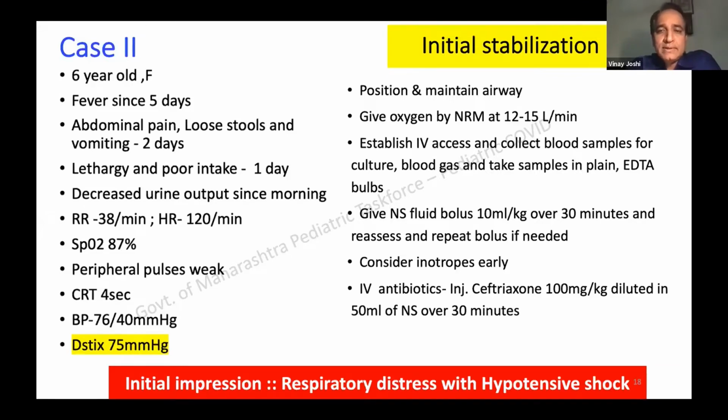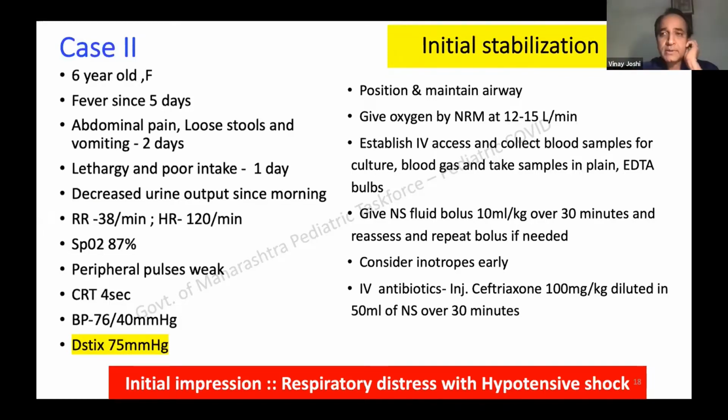Establish IV access. Collect the blood samples, especially for cultures and blood gas, and you can have some extra samples in plain and EDTA bulb, as we discussed in the previous case. This child definitely requires a normal saline fluid bolus because the child is in hypotensive shock, given at 10 ml per kilo over 10 minutes. After giving the fluid bolus, it doesn't end. We have to reassess and repeat the bolus if needed. That's why it is always evaluate, identify, intervene again and again, re-evaluate.